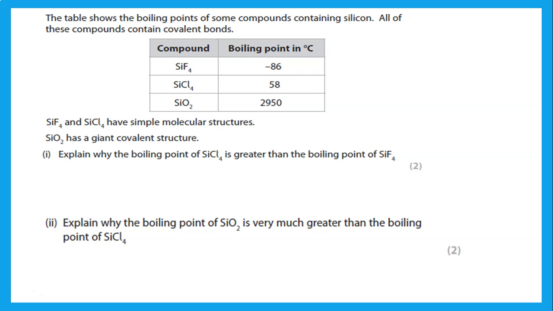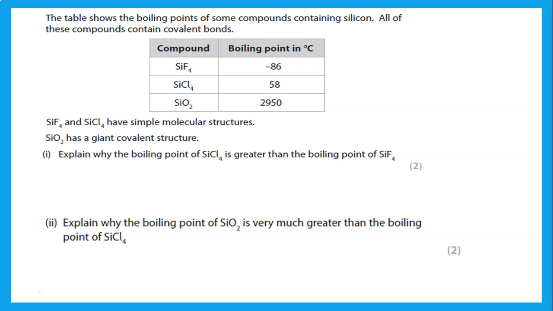Then this question says the table shows boiling points of some compounds containing silicon. All of these compounds are covalent. They have covalent bonds. And again, he's saying silicon tetrafluoride and silicon tetrachloride have simple molecular structures, while the silicon dioxide has a giant covalent structure. Explain why the boiling point of silicon tetrachloride is greater than the boiling point of silicon tetrafluoride. So if I tell you that both of them are simple, so both of them have relatively low boiling point. Now, why would one have lower than the other?